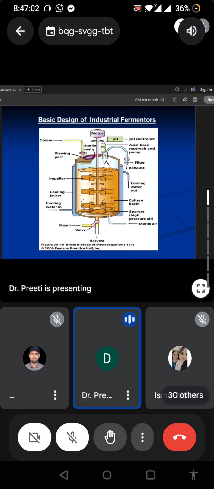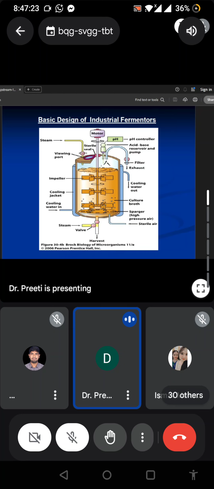So here you see basic design of industrial fermenter. So it's like you have a vessel, ভিতরে কি থাকবে, ফার্স্ট হচ্ছে স্টেরিলাইজেশনের জন্য কি লাগবে, স্টিম যাবে ভিতরে, sterile seal is there, mixing এর জন্য impeller blades etc.